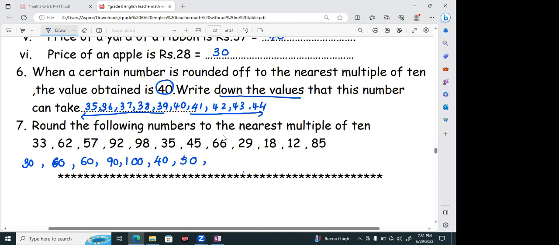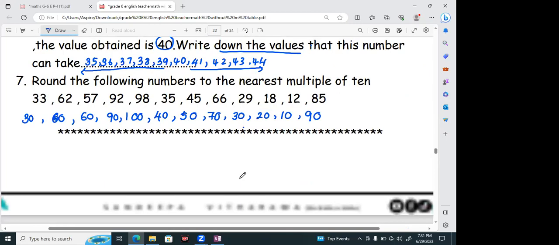66, 70. 29, 30. 18, 20. 12, 10. 85, 90. Very good. Have you got these answers, all of you?